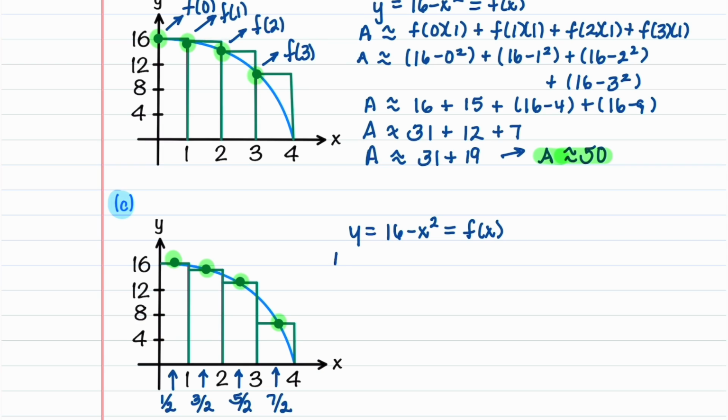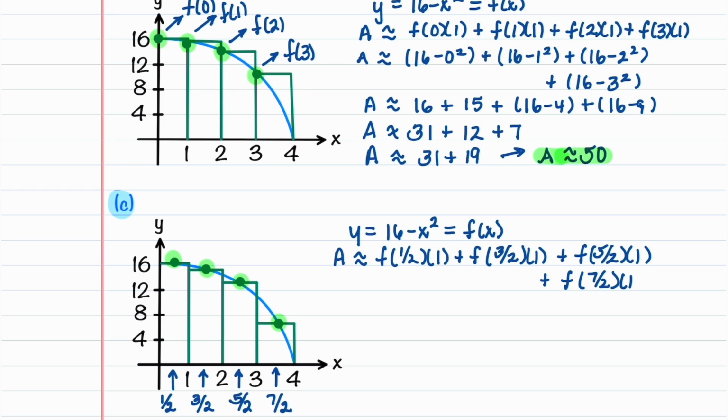Now we can go ahead and write down the formula for our approximate area. It is going to be f at our first midpoint, which is 1/2, times our width, which is 1, plus f at our second midpoint, that is at 3/2, times 1, plus f at our third midpoint, which is 5/2, times 1, and then our last one is f at 7/2, times 1.